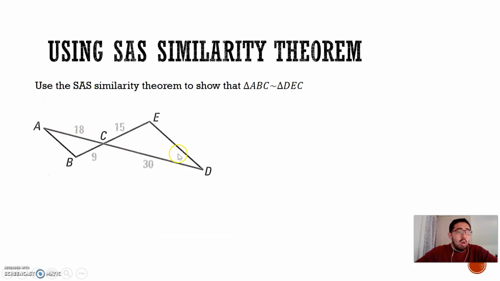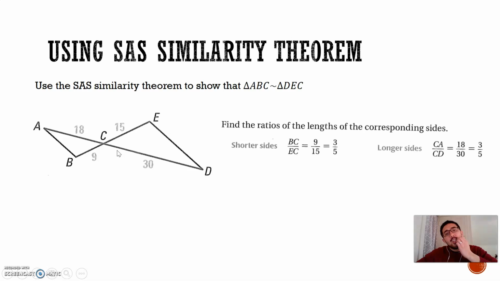So how do I use it here, right? Use the SAS similarity theorem to show that ABC is similar to DEC. Okay, all right. So here's the thing. It's like, wait, Mr. Shu, I'm not given any equal angles here. Well, you need to remember from way back when we were talking about angles that vertical angles are congruent. So this angle is congruent to this angle. Okay? This one and that one.